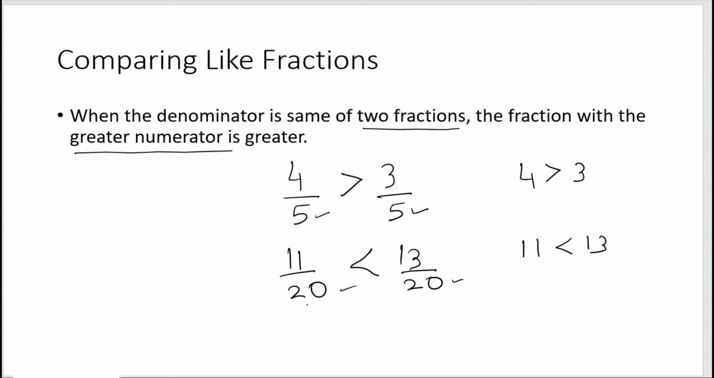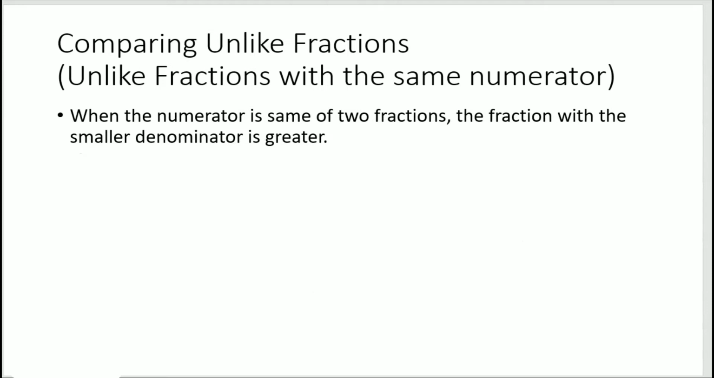Similarly, 4 parts out of 5 parts, right? And 3 parts out of 5 parts. So 4 parts would be greater than 3 parts, right? So just remember that whenever we have the same denominator, compare the numerators. Whichever numerator is greater, that particular fraction would be greater. Okay, now let's compare unlike fractions.